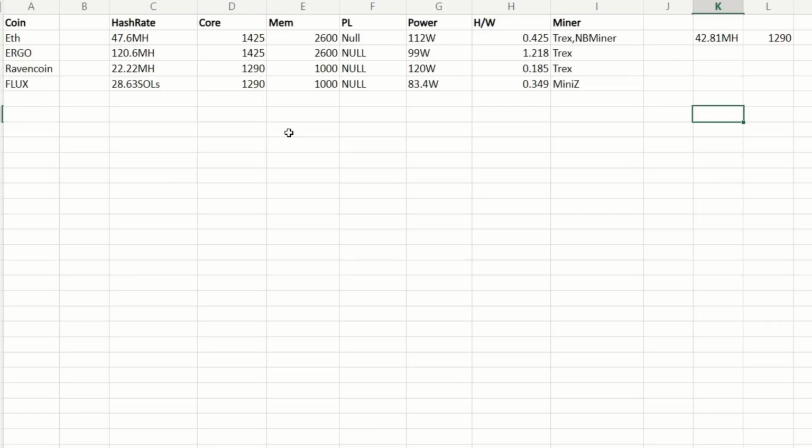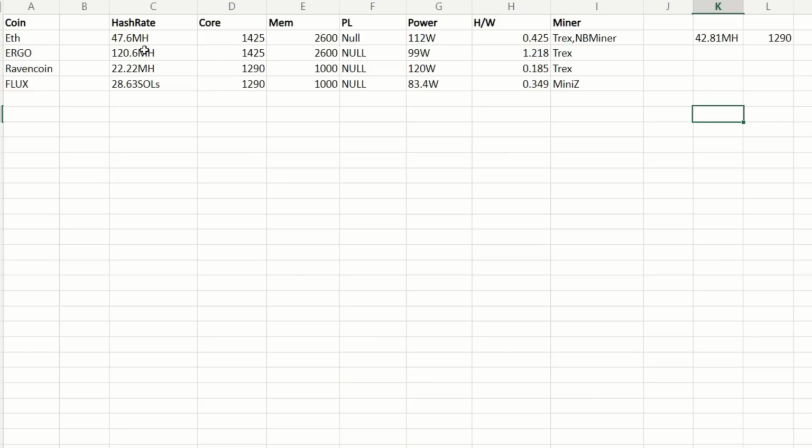Now, I know a lot of people can't really justify losing hash rates or anything, but let's take a look at some other settings I did. So the 3060, I did pull out 120.6 mega hash on Ergo for only 99 watts. Ravencoin, 22.22 mega hash for 120 watts. What to mine is telling us about 140 watts for 22. So we saved a little bit here, dropping that down.